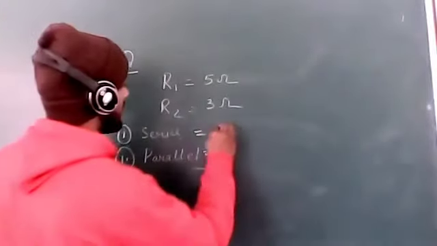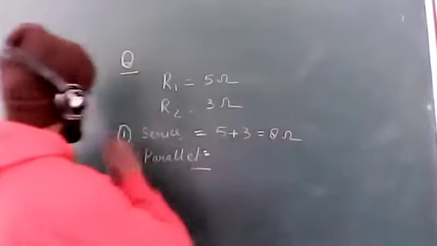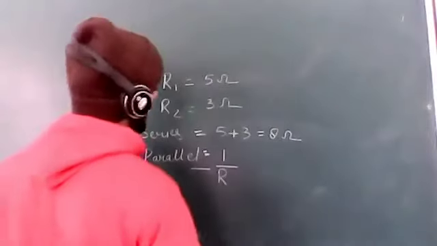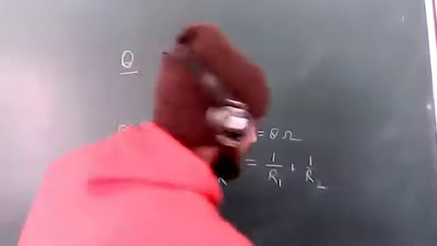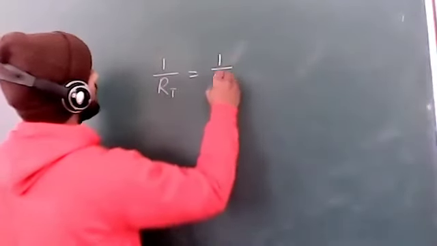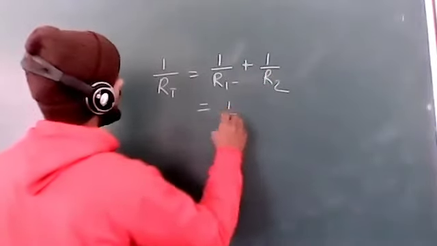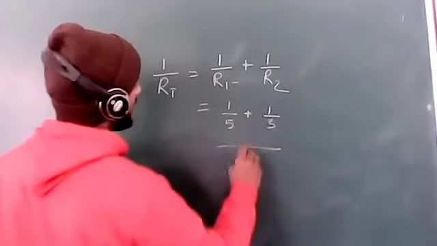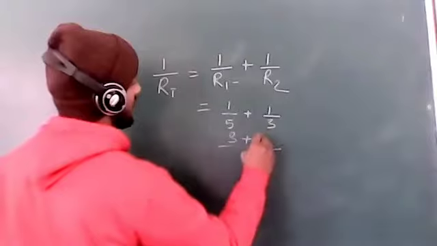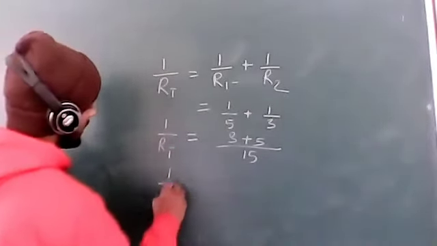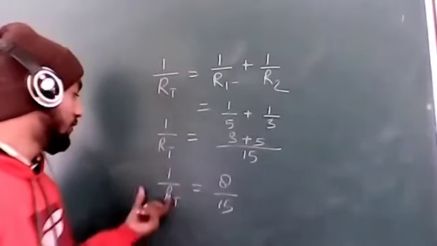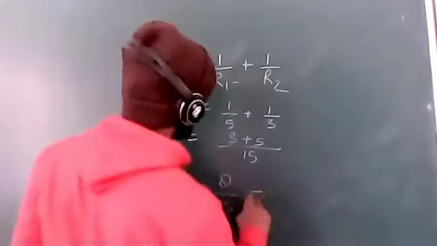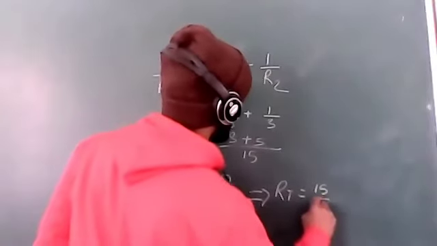For the series, 5 plus 3 will be equal to 8 ohm. For parallel, the formula is 1 upon R total, or R equivalent, equals 1 upon R1 plus 1 upon R2. So 1 upon R total is equal to 1 upon 5 plus 1 upon 3. LCM of 5 and 3 is 15. So 1 upon R total will be equal to (3 plus 5) by 15, which is 8 by 15. This is the value of 1 upon RT. Now we want to calculate R equivalent, so we have to reciprocate the value. So RT will be equal to 15 by 8 ohm.